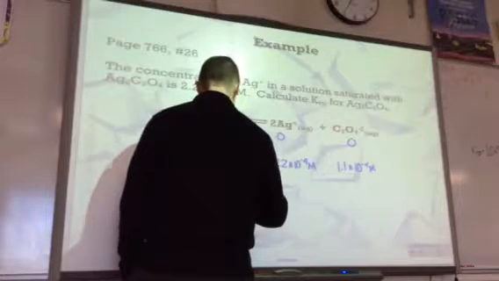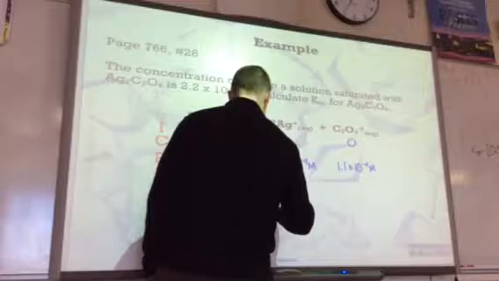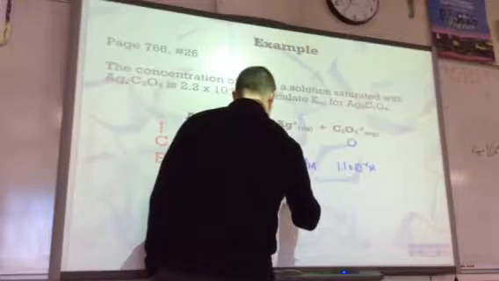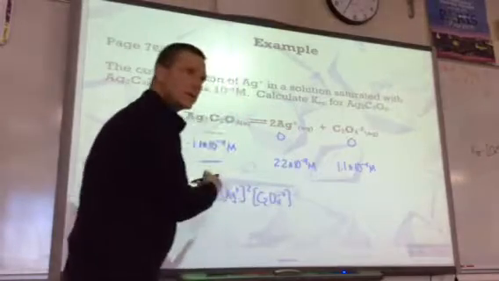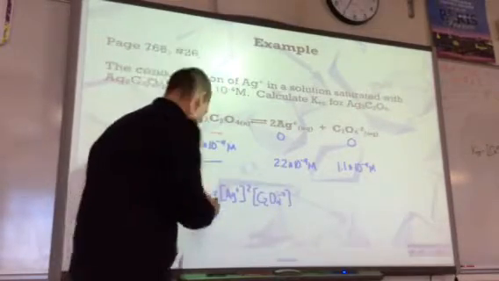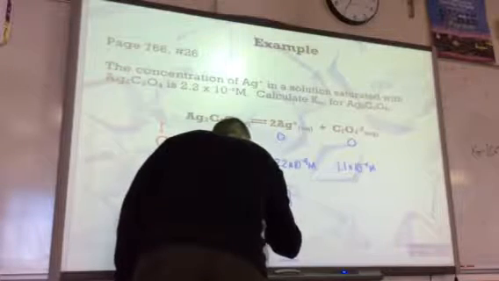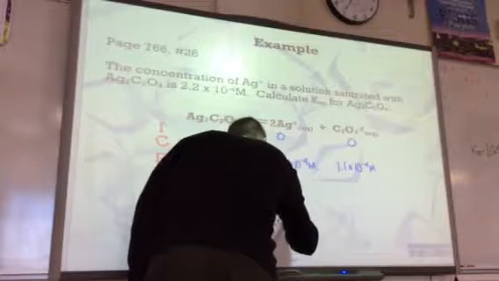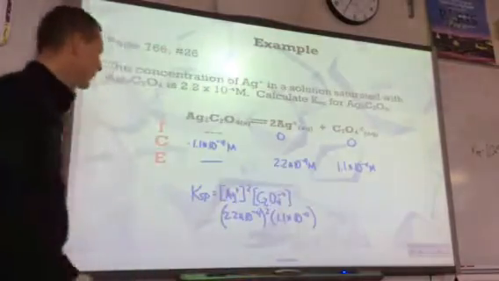The silver ion concentration squared times the oxalate ion concentration to the first. So we just plug those numbers in. Did you square that one? First. Okay. 2.2 times 10 to the negative fourth squared times 1.1 times 10 to the negative fourth. And we get our answer.